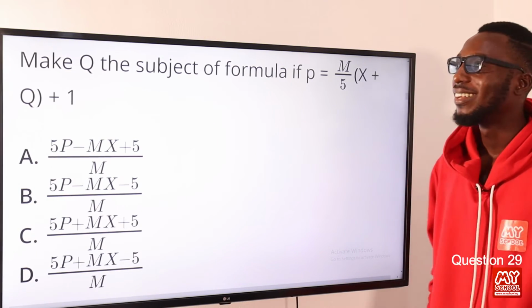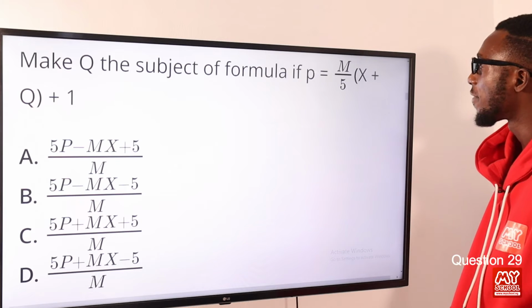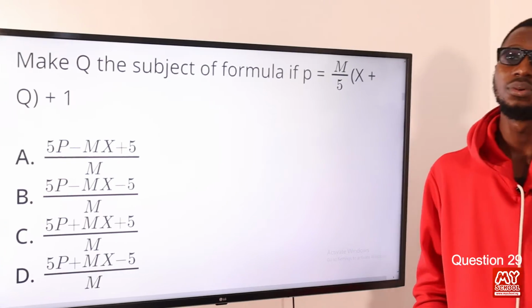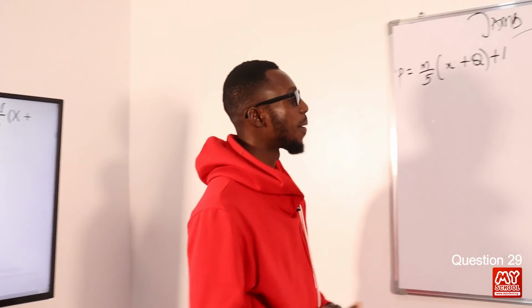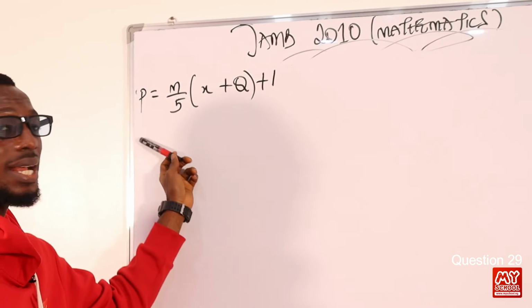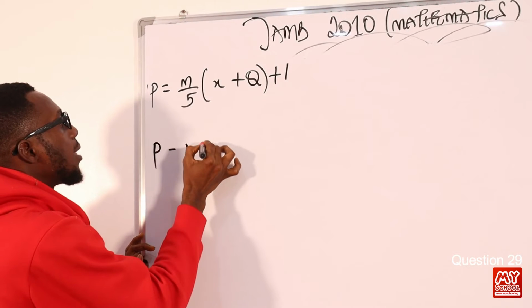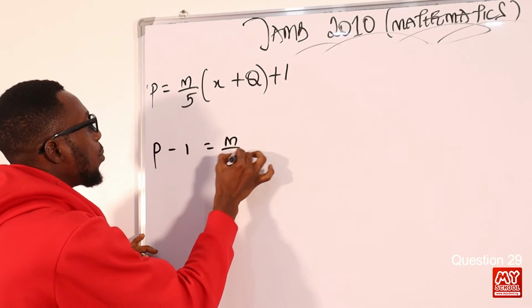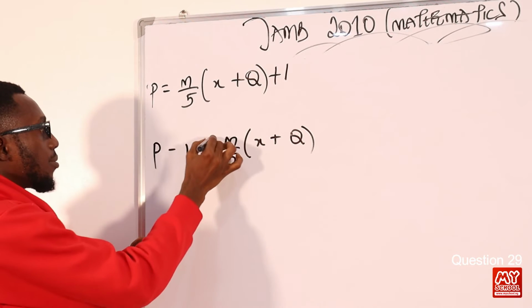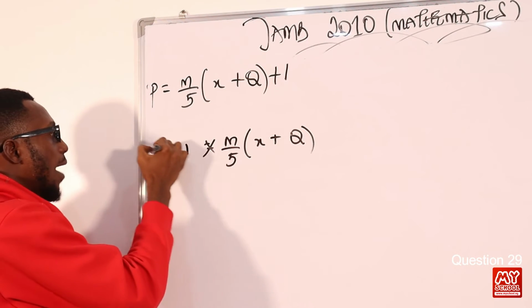Question 29. Make Q the subject of the formula if P equals M over 5, open parentheses, X plus Q, close parentheses, plus 1. So we just have to do this step by step. At first, we may need to send this plus 1 to the other side to P, so it's going to become negative. So I have P minus 1 equals M over 5, open parentheses, X plus Q. I can eliminate this 5 by multiplying both sides by 5.